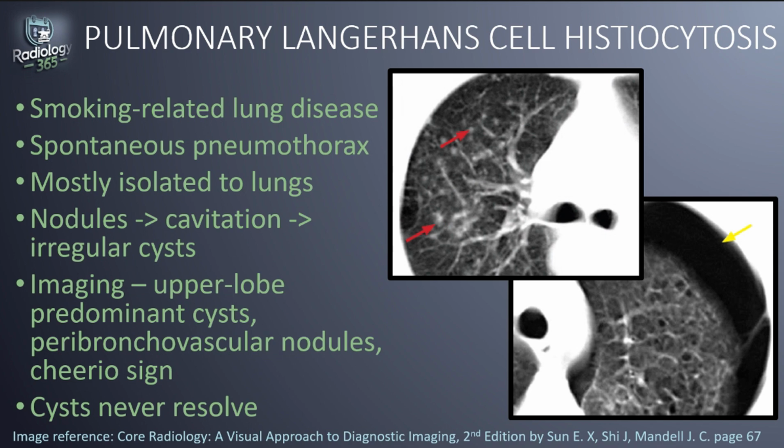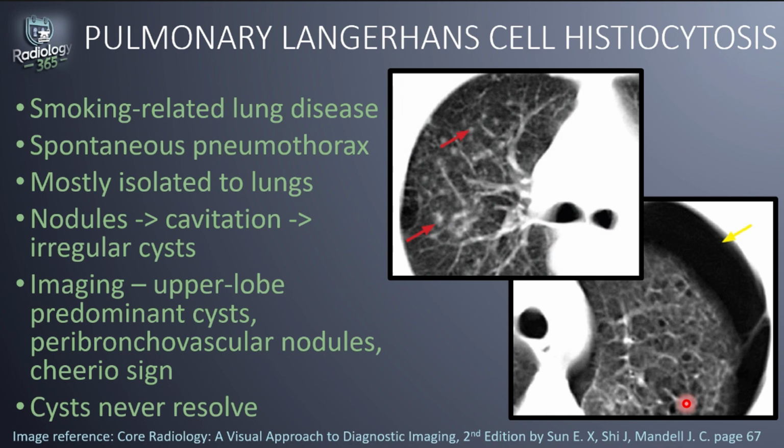There's a sign we call the Cheerio sign in Langerhans cell histiocytosis, and this refers to pulmonary nodules with a central lucent cavity. This cavity is supplied by a patent bronchus, so on the axials, or in cross section, you would see a nodule with a lucency in the middle, looking like the Cheerios, those breakfast cereals. Smoking cessation is critical for stopping the progression of pulmonary Langerhans cell histiocytosis. However, the cysts will not resolve.